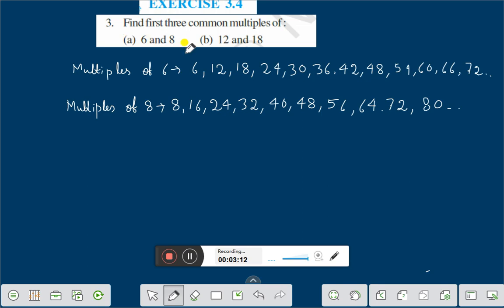Now we find the common multiples of 6 and 8. Which is common, you see? The common is 6, 12, 18, 24. You will find the common, right? 24. Here you see, 24 is common in both, right? After that, 36, 42, 48. 48 is also common. Here you see, this is 48.